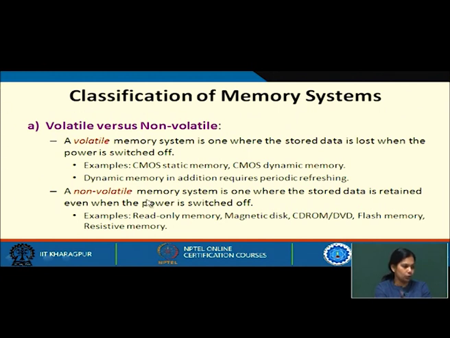Now, what is a non-volatile memory? A non-volatile memory system is one where the stored data is retained even when the power is switched off. Where will you see such non-volatile memory? We see that in read-only memories, where once the data is there, it is retained. Magnetic disk is also one, CD-ROM, DVD, flash memory and some resistive memories. These are all non-volatile memories. So, even if the power is not supplied, the data will remain.